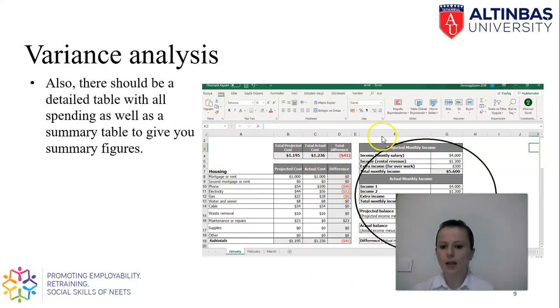On the right side, at the top, I have projected monthly income. Then I have actual income. And at the very bottom on the right, you will see the actual balance. Simply, this balance is going to give us what I have remaining after I spend my money, and what is the total amount of variance that I have.